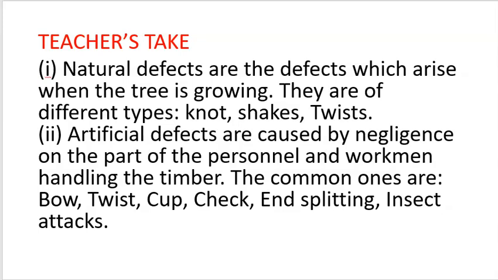We have 2 types: natural defects and artificial defects. Natural defects are the defects which arise when the tree is growing. We have different types: knots, shakes, and twists. And artificial defects are caused by negligence on the part of the personnel and workmen handling the timber. The common ones are bow, twist, cut, check, end splitting, and insect attacks.